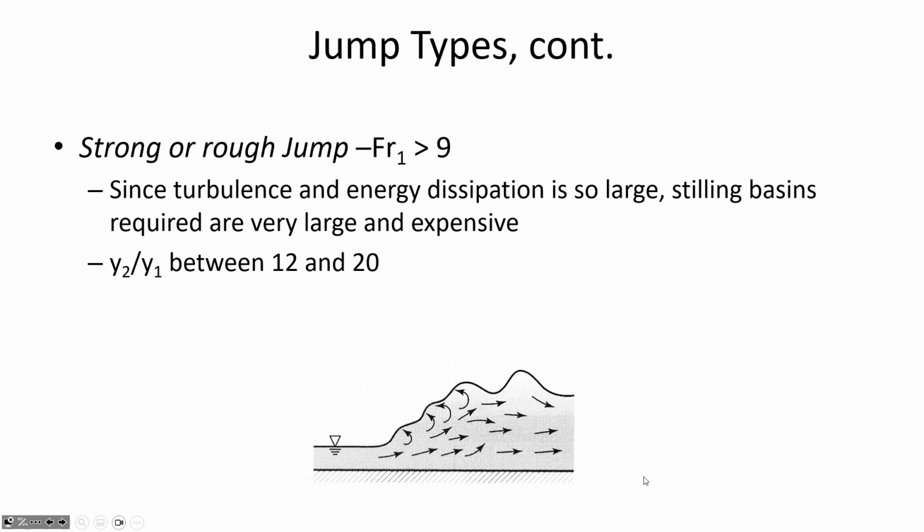And if we get beyond that, a strong jump is once again kind of risky, just simply because there's so much energy that's being dissipated. The Froude number upstream is greater than 9. So it's kind of a really dramatic situation where you have to have carefully constructed and designed stilling basins to make sure that the waves settle out and that there isn't stream bank erosion after the jump.